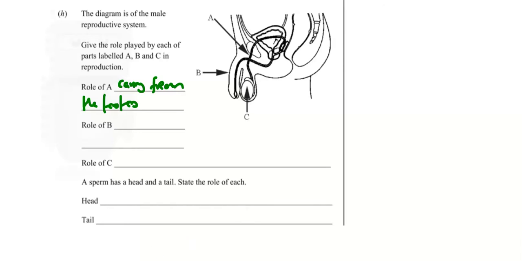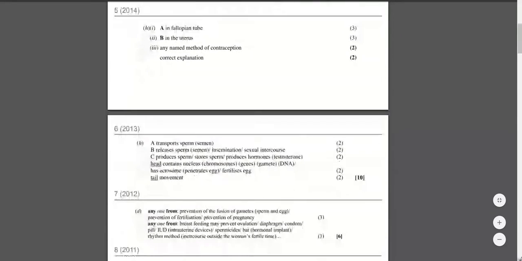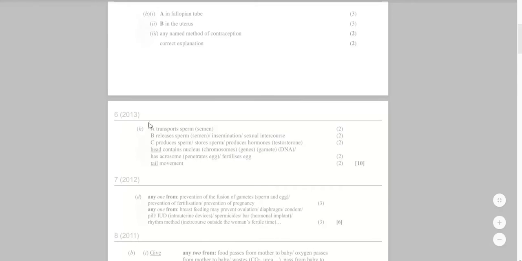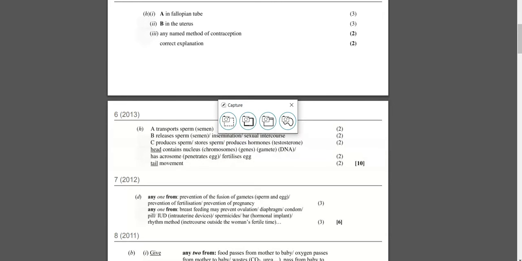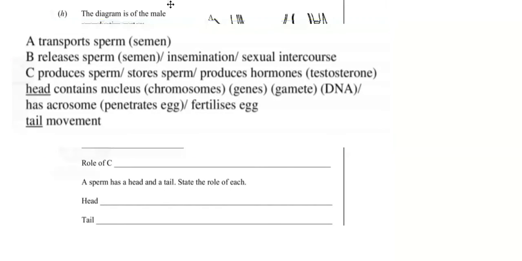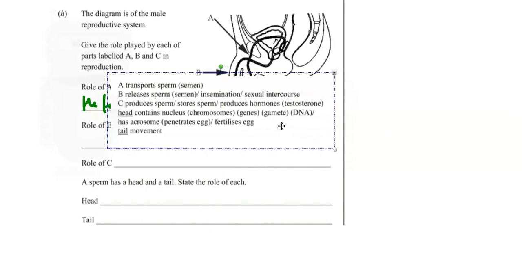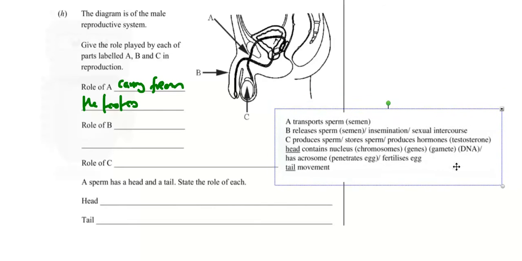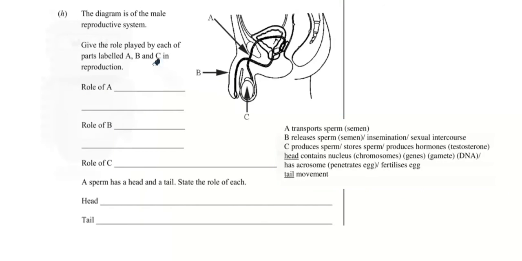From the testes, okay? I might actually just grab the marking scheme on this one. Good to be exact. So, here's the marking scheme on this one. And we'll do it onto the same page, okay? So, let's have a look at the role of A. A transports sperm or carries, sorry, what did I say there? Transfer sperm from the testes.